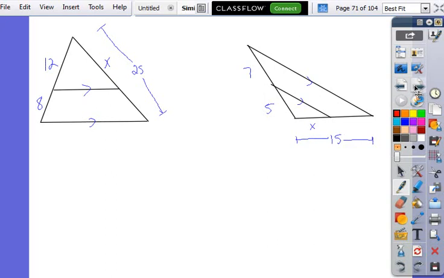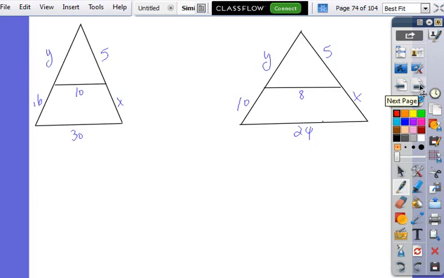Alright, this first one right here, people have trouble with it. That part is 25 minus x. Whole thing minus the part tells you what's left over. So you have to do it that way. What would this missing part be? 15 minus x. Then it's just the cross multiply and divide stuff.